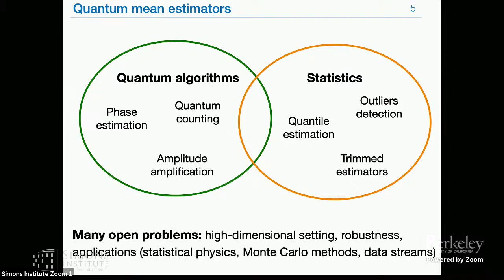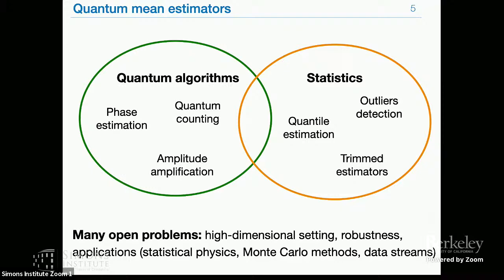And there are many interesting open problems which are related to those questions. I mean, maybe one of the most interesting ones is to look at the high dimensional setting, for which there is not much which is known in the quantum setting. And there are other questions like the robustness of quantum mean estimators, or application in statistical physics for estimating partition functions, application to the Monte Carlo method, etc. So I would be interested to talk with you about any of those open problems if you are interested.